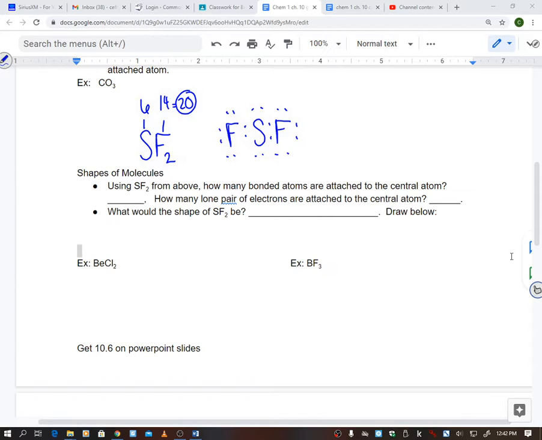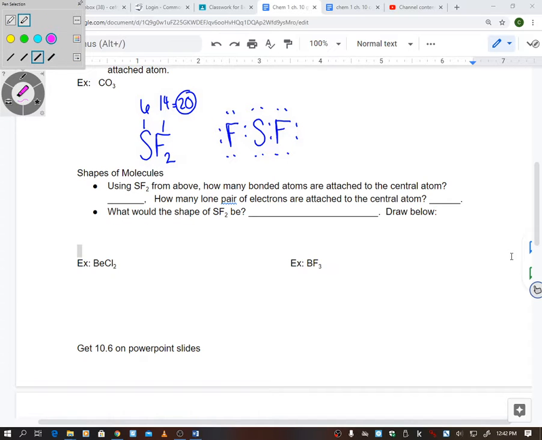Now, when I say central atom, I mean this guy right here, the one that is in the center, the one that I had to put in the center. Okay, that's the one I'm talking about here. So how many atoms are attached to that? If you said 2, you are correct.